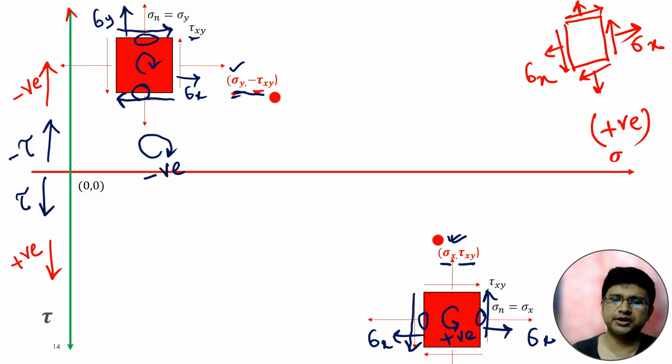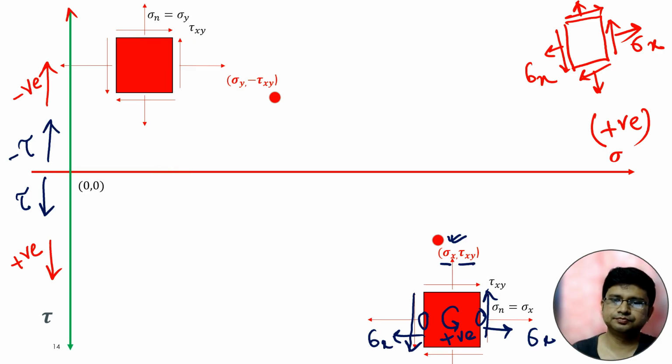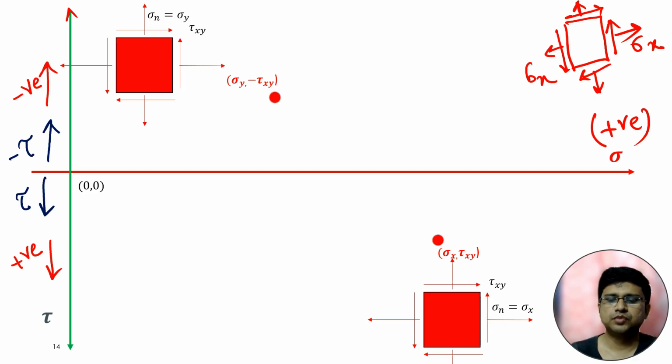So these are the 2 points. First we have to draw these 2 points. Now we have to connect these 2 points. If we connect these 2 points, then we will get the center of the Mohr circle.